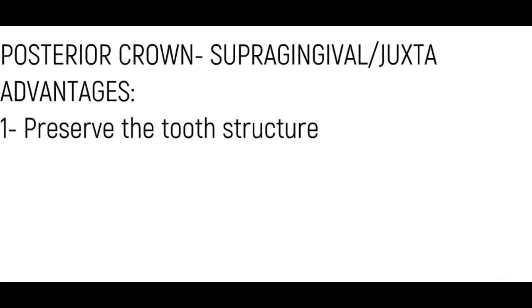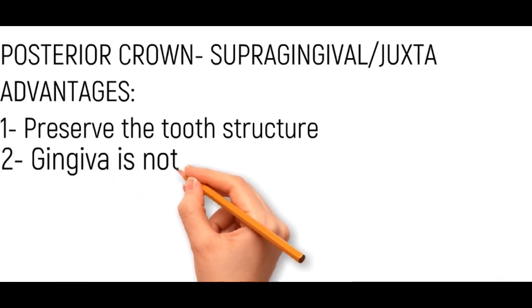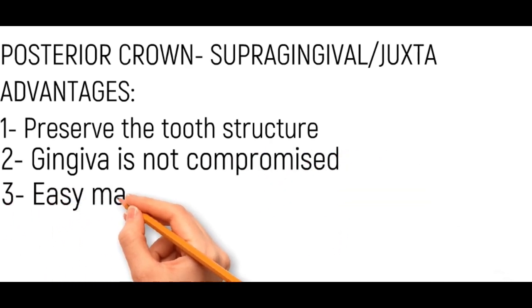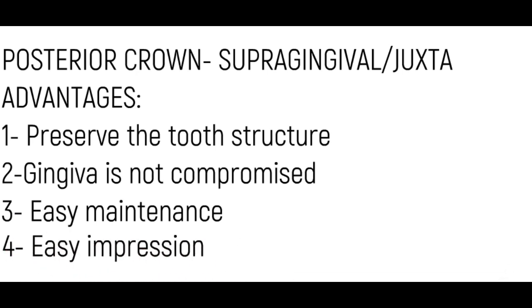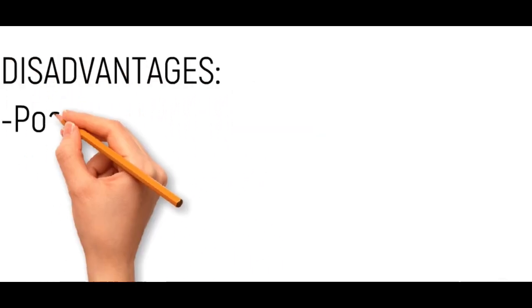Now let's talk about the advantages: it preserves the tooth structure. Do you remember the first component of tooth preparation, where we talked about how tooth preservation is very important? If you have missed that, go watch the part 1 video again so that you get this point. Number 2, the gingiva is not compromised. Number 3, there is easy maintenance, easily cleaned by brushing. The fourth point is easy impression, easy to capture the margin for the technician, and it is biocompatible with the surrounding tissues, that is, it is not harmful to them.